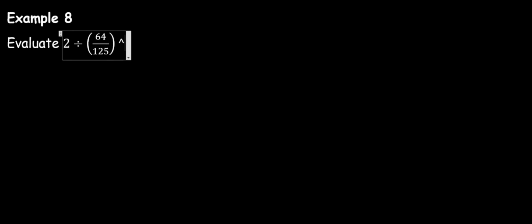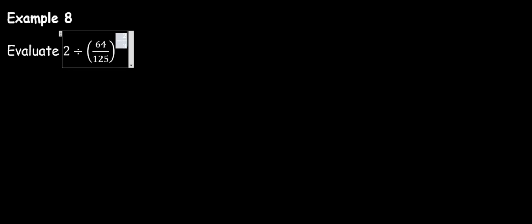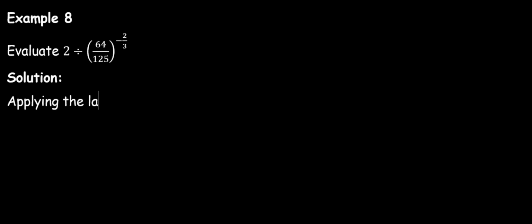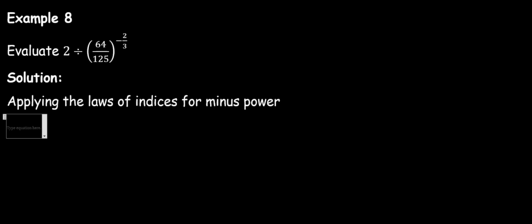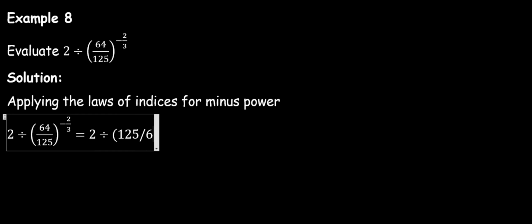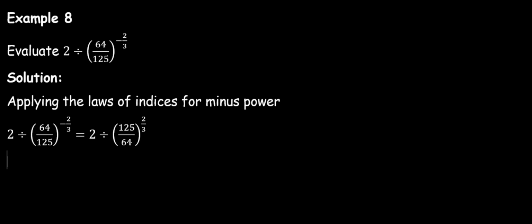Another example. Evaluate 2 divided by bracket open 64 over 125 bracket close raised to power minus 2 over 3. Solution. Applying the laws of indices for minus power, we have that our given problem 2 divided by bracket open 64 over 125 bracket close raised to power minus 2 over 3 is equals to 2 divided by bracket open 125 over 64 raised to power 2 over 3. As we remove the minus sign, denominator becomes numerator in the fractions inside the bracket.